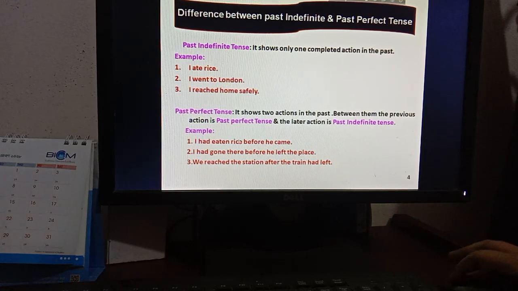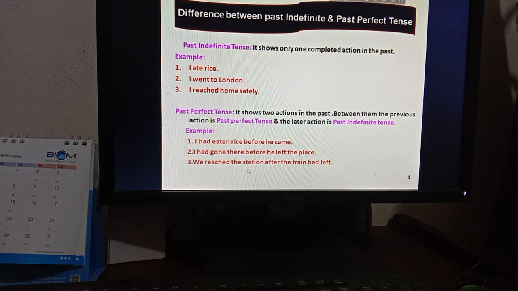Example, I had eaten rice before he came. So I had eaten rice, this is the before action, that's why there is past perfect tense, and he came is the later action, that's why this is the past indefinite tense. Number 2, I had gone there before he left the place. I had gone there, this is the before action, and he left the place, this is the later action. We reached the station after the train had left. The train had left, this is the before action, and we reached the station, this is the later action.